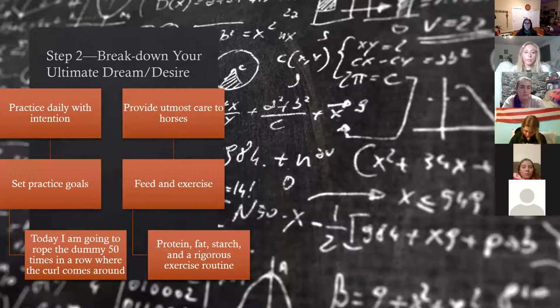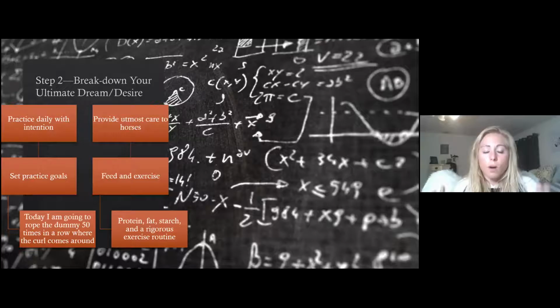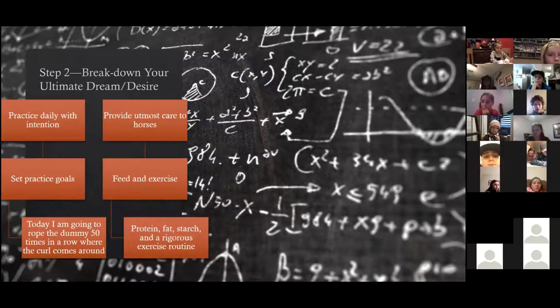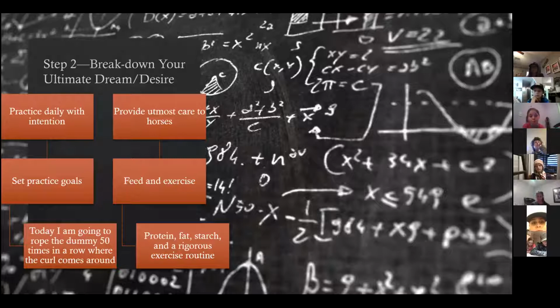Once you have the ultimate goal, you need to break it down into a broad spectrum. If your goal is to make the American, you're going to want to practice daily with intention. So how do I practice daily with intention? I set daily goals. Those might be roping the dummy 50 times in a row where the curl comes around. Or you know that to make the American and the breakaway, your horse needs to be in the utmost shape and taken really well care of. So you want to make sure it's on a good feed program and that you have a rigorous exercise routine that helps it maintain its body and be ready to perform. That's your broad spectrum goal.